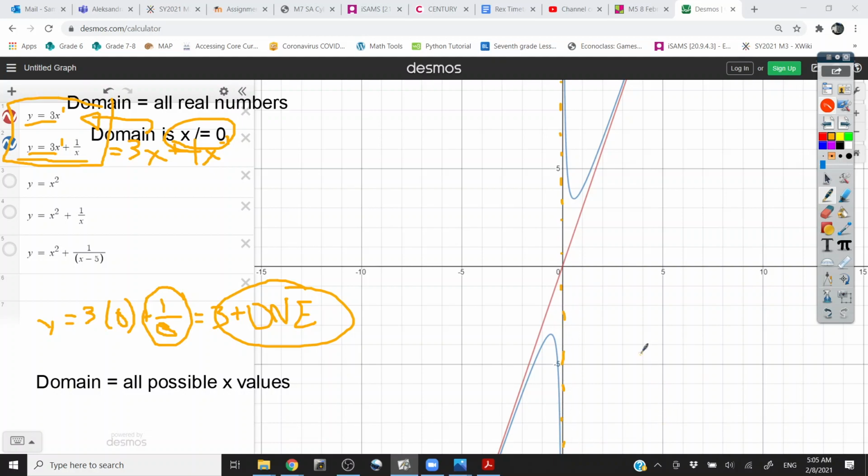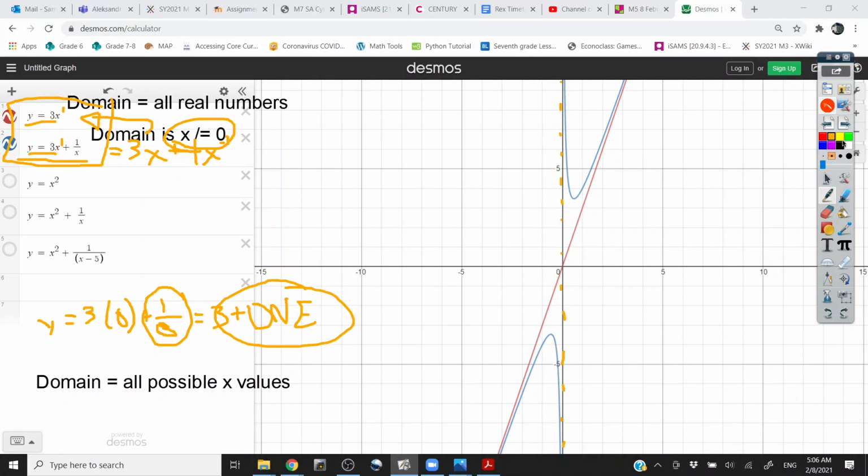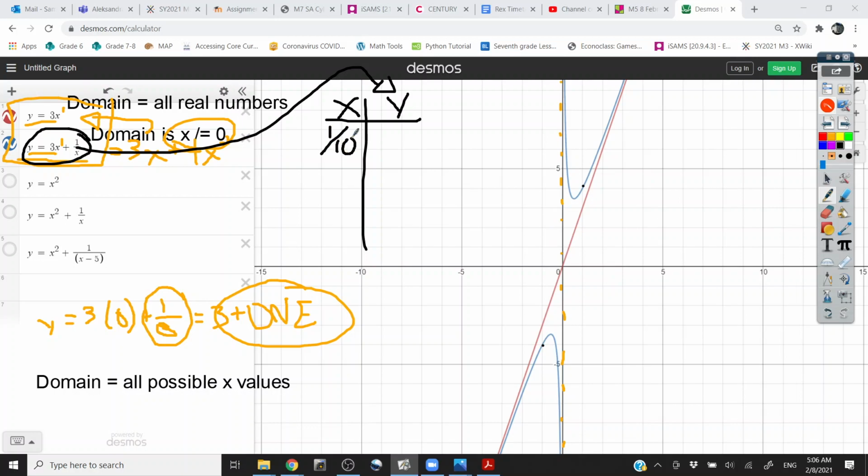Well, with a table, we could really tell. So let me just make a quick table for this, with x and y, where this is the y value. So if I put in -1, I'm going to get -4. And if I put in +1, I'm going to get +4. So those values don't help. What I'm going to use instead is 1/10 and -1/10.